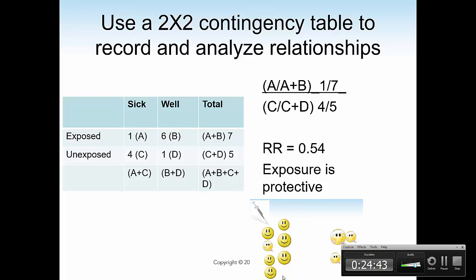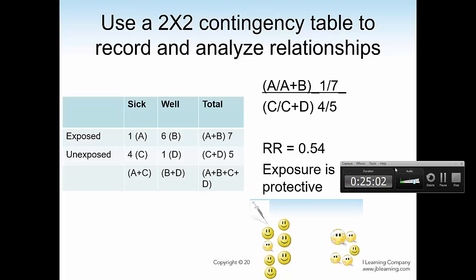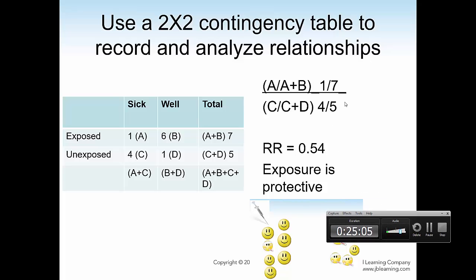Of those who are exposed, we have only 1 sick and 6 who are well. For those who were unexposed to the vaccine, we get more sick individuals. So 4 are sick and 1 is well. Again, do that calculation, and now you have 1 over 7, which is 0.14-ish, and then you have 4 over 5, which is 0.8. So you get a relative risk of about 0.18. This means the exposure is protective.